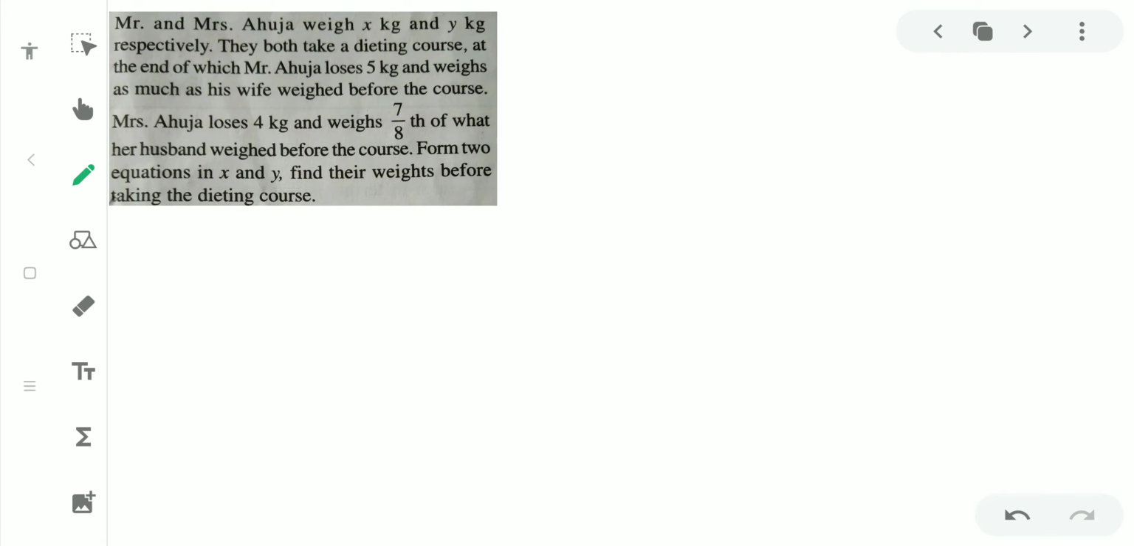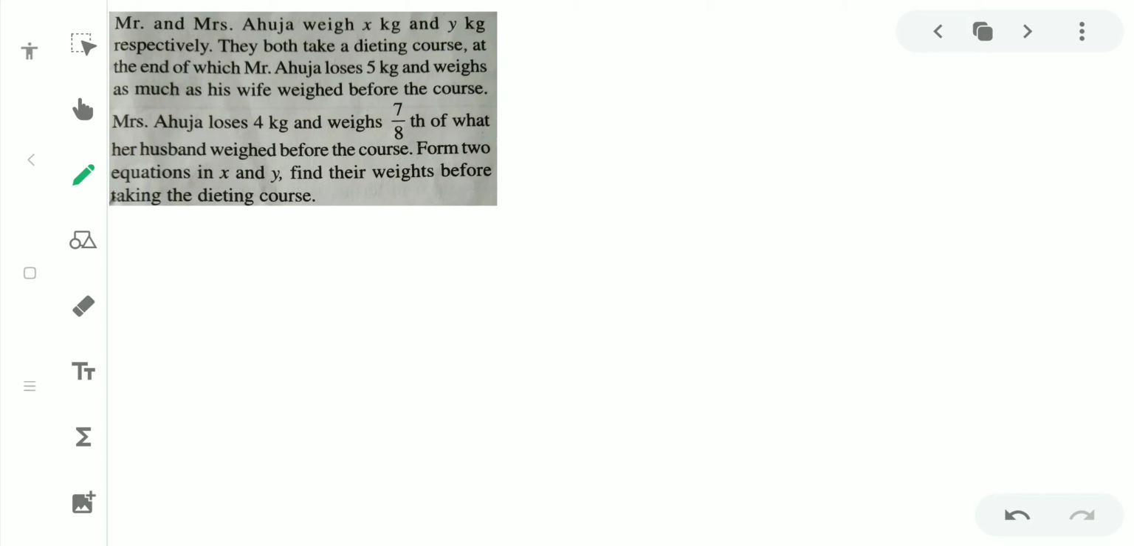The question is on your screen. Mr. and Mrs. Ahuja weighed X kg and Y kg respectively. They both take a dieting course, at the end of which Mr. Ahuja loses 5 kg and weighs as much as his wife weighed before the course. That is the first case.